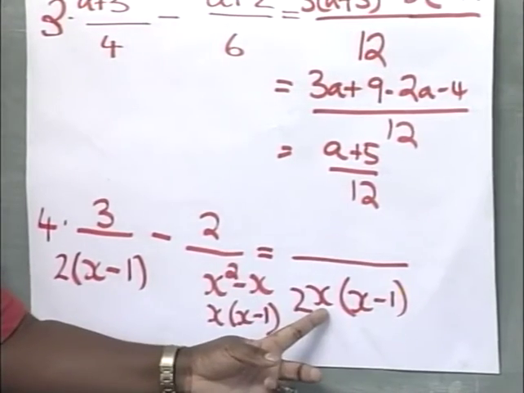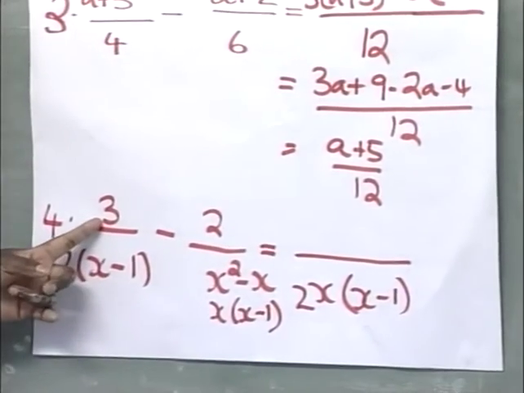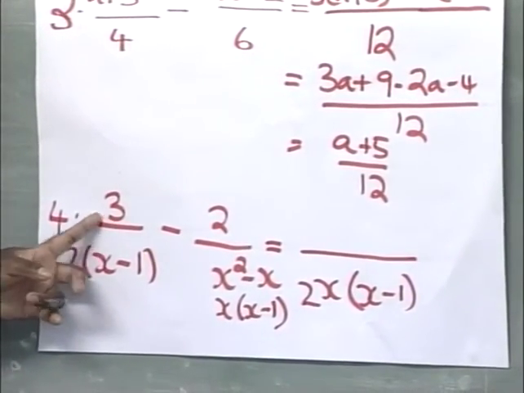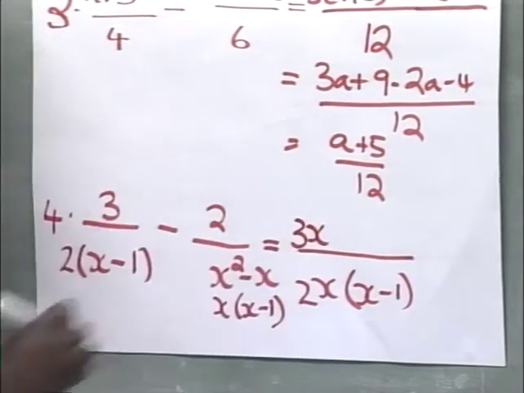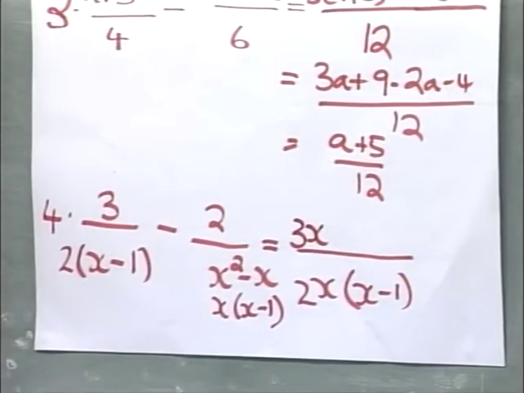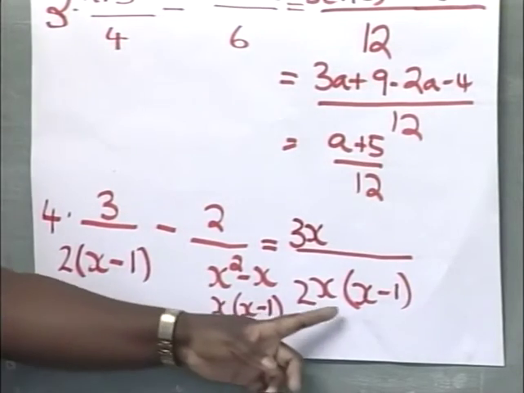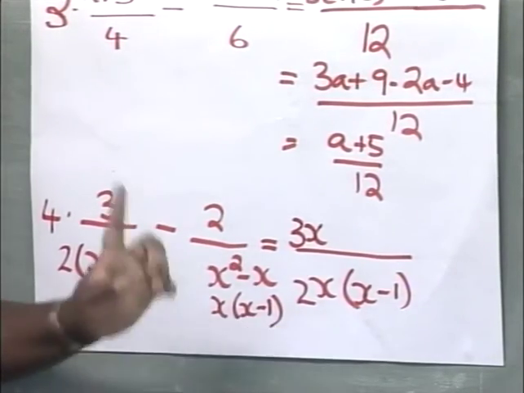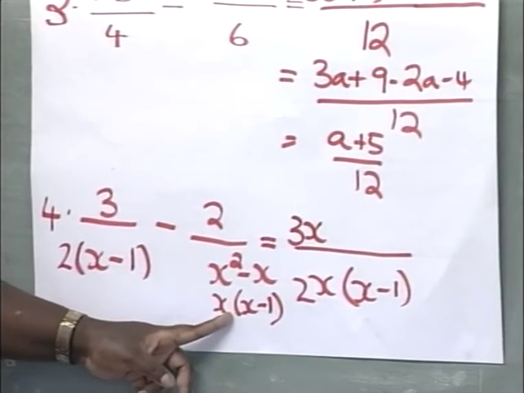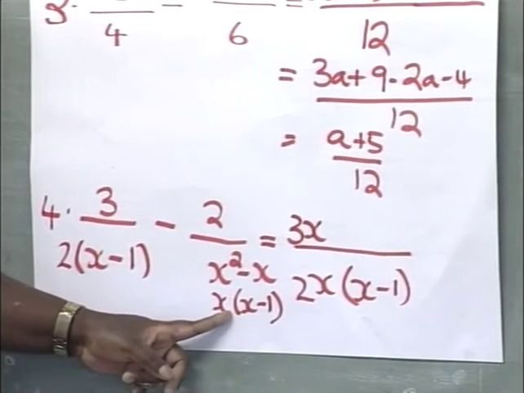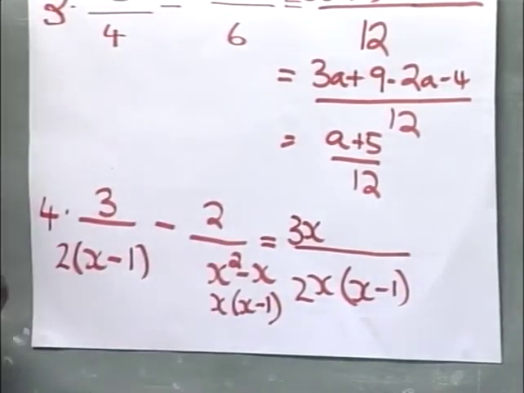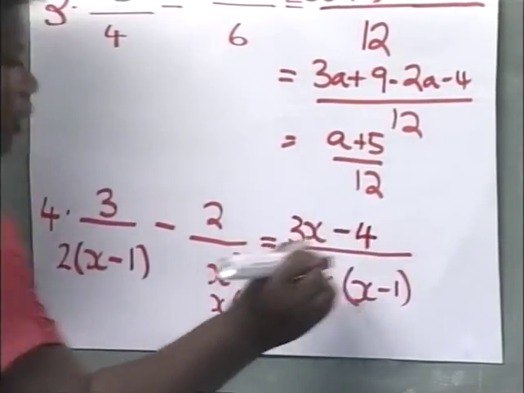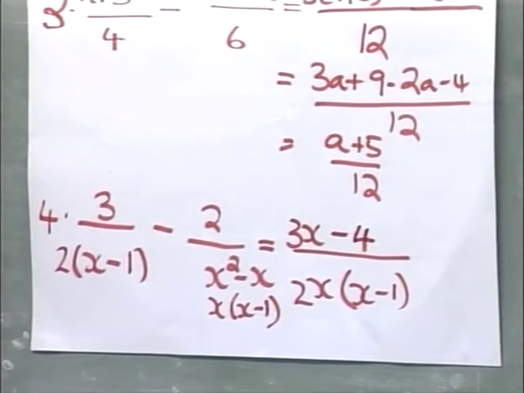I'm left with x, and I multiply it by the numerator. So 3 times x is 3x. Are you with me? Okay, then I divide again. 2x times x minus 1 divided by x times x minus 1. I am left now with 2. So 2 times 2 will be 4. There's a minus sign there, so 3x minus 4.